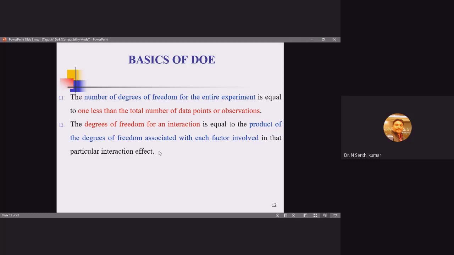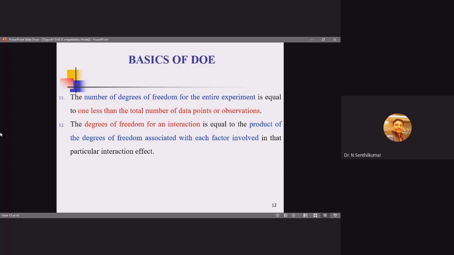Similarly, cutting speed, feed rate, each and everything is varied by 3 levels. So cutting speed, 3 levels. So degrees of freedom for cutting speed is 3 minus 1, 2. Similarly, for feed rate, 3 level values. So degrees of freedom for feed rate is equal to 3 minus 1, which is equal to 2. Now, if I am going to put it as an interaction term, then the degrees of freedom for the interaction is equal to degrees of freedom for cutting speed multiplied by degrees of freedom of feed rate. So which is equal to 2 into 2, which is equal to 4.